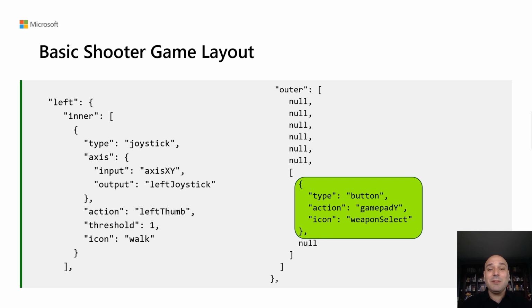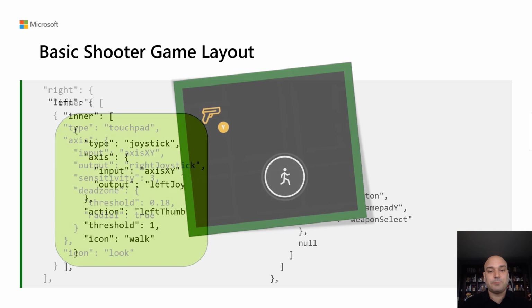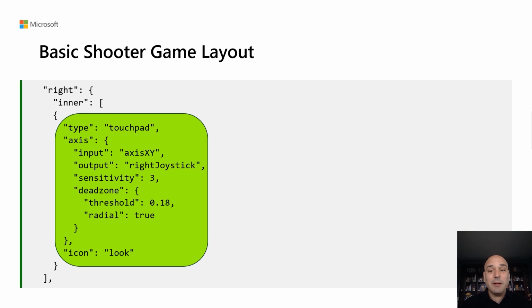In the upper left corner, we're going to add an icon mapped to the Y button to allow a player to switch their weapons. And with that in place, the left wheel will look like this. On the right wheel, we're going to want a touchpad to use for looking around. We're going to configure it with the dead zone that the game uses so that movement on the touchpad translates directly into movement in the game. We're also going to increase sensitivity slightly so we don't have to move our fingers very far to look around in the game.